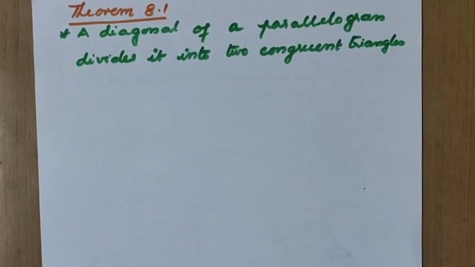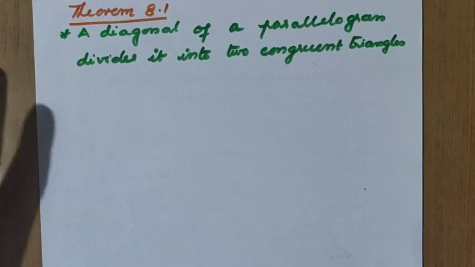We have already started one theorem. The second important theorem is: a diagonal of the parallelogram divides it into two congruent triangles. That means the properties of the parallelogram start from here onwards. Diagonal of a parallelogram divides it into two congruent triangles.